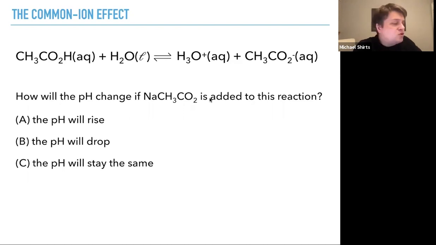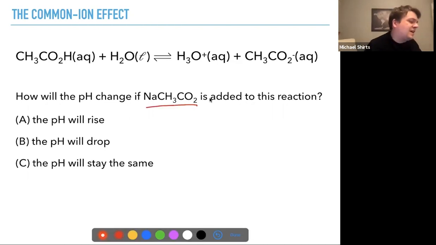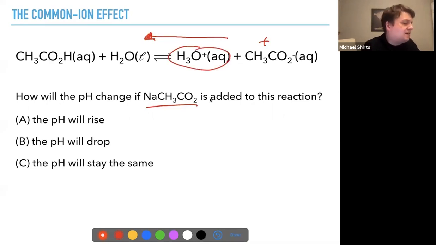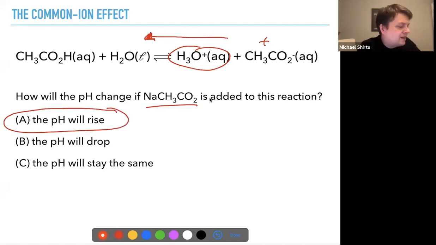Okay, we're back. So I sort of hinted at this when I said using Le Chatelier's. If I'm adding sodium acetate, well, sodium acetate is soluble, and so I'm essentially adding acetate. If I'm adding acetate to the solution, it has to go backwards. And if it's going backwards, that means that it takes H3O+ out of solution, which means the pH has to rise. It becomes more basic.